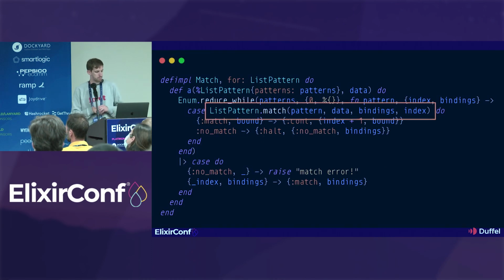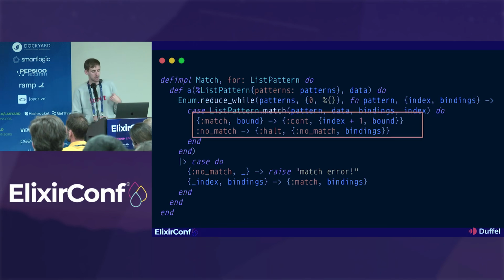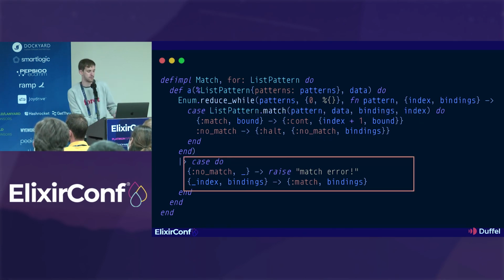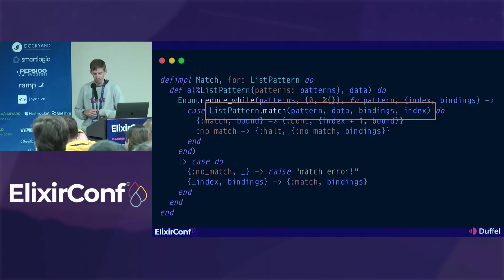Cool. Okay, so we call this function list pattern.match, which I'm going to come back to in a second. But conceptually, if we get a match, we just increment the index and continue on, and if we don't, we bail out, and then this bit just unwraps or raises an error if there's a match error. Okay. So what's this function then?